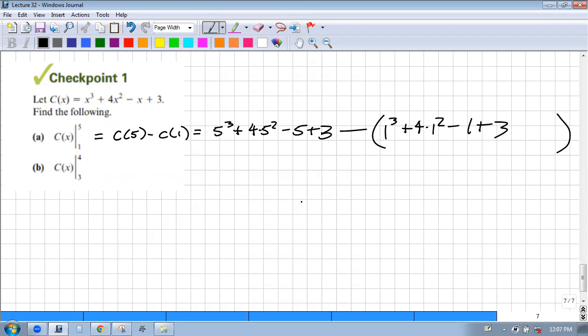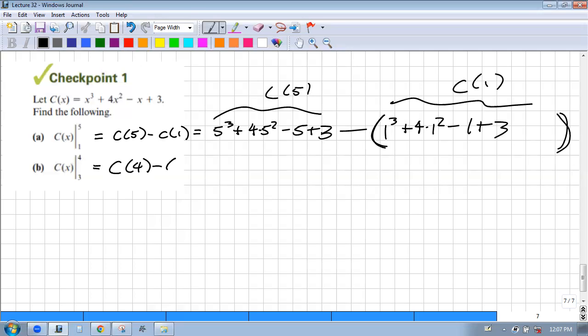right? Most of y'all are going to make the mistake of not putting parentheses, so your minus sign won't get distributed, right? Got to have those parentheses there, because this is C of 5, and this is C of 1. You're subtracting all of C of 1, not just the first term. So this would be C of 4 minus C of 3. This is C of x. C of 4 would be 4 cubed plus 4 times 4 squared minus 4 plus 3.